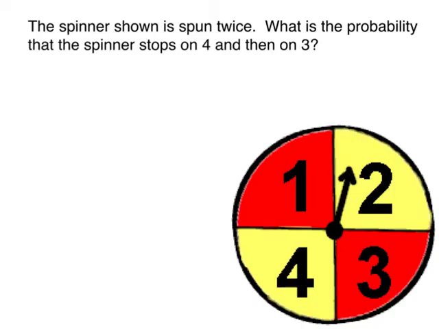Alright, here we have, on this spinner, we only have 4 choices. So the bottom number of our fraction is going to be 4. The spinner shown is spun twice. What's the probability that the spinner stops on 4 and then on 3? Well, the first time we have a 1 in 4 chance that it's going to stop on 4. And the second time, we're also going to have a 1 in 4 chance that it's going to stop on the 3. So we have a 1 in 16 chance. 1 in 16 times this will actually happen.